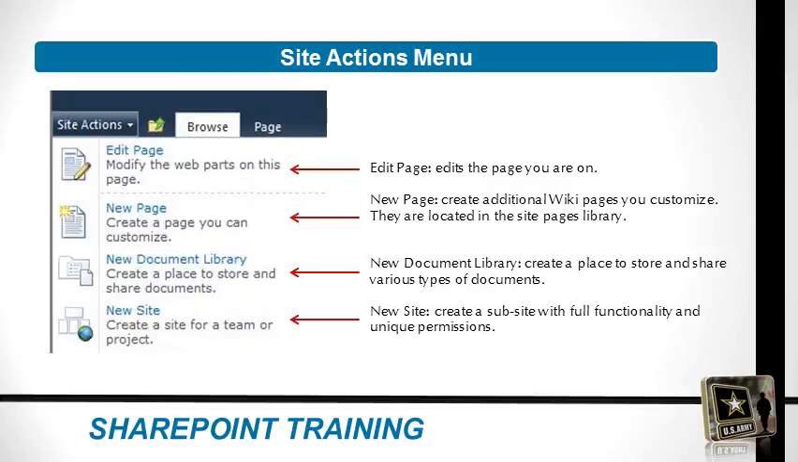Edit Page allows you to edit the page you are on, whether it's a web part page or a wiki page. New Page allows you to create additional wiki pages that you customize. This link automatically stores a wiki page in the Site Pages library. New Document Library allows you to create a place to store and share documents. Note, there are other types of libraries that can also be created, but only a document library is created from this link. New Site allows you to create a sub-site under your home page with full functionality and unique permissions.